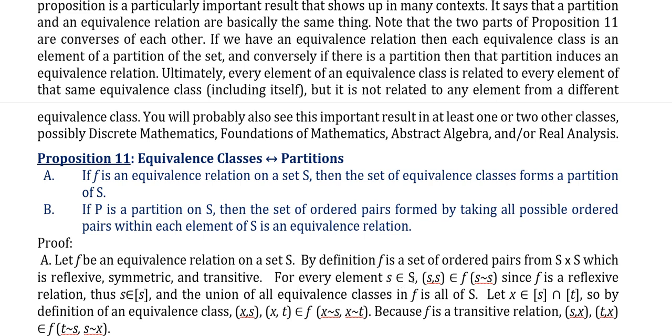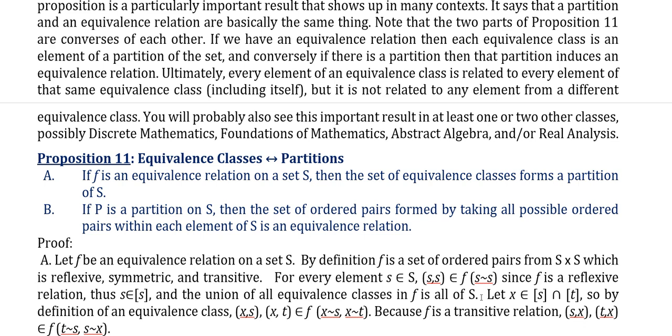For every element s in the set S, (s, s) is an element of F. In other words, s is related to s, since F is a reflexive relation. Thus, s is going to be an element of its equivalence class. So every equivalence class has at least some element in it, and all the elements are in some equivalence class. If you union all of them together, you get all of S. So that's the first requirement for it to be a partition.